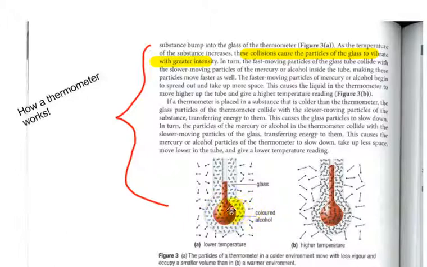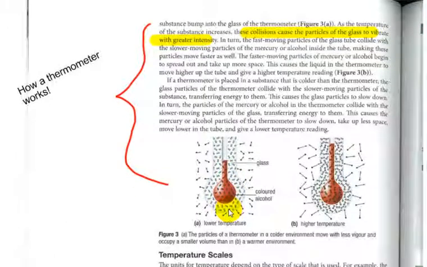So if we're losing thermal energy, what happens is that the molecules here will slow down gradually because the thermal energy is leaving. If they slow down, they get closer together, so that causes a drop in the liquid of the alcohol or whatever is being used for the thermometer.